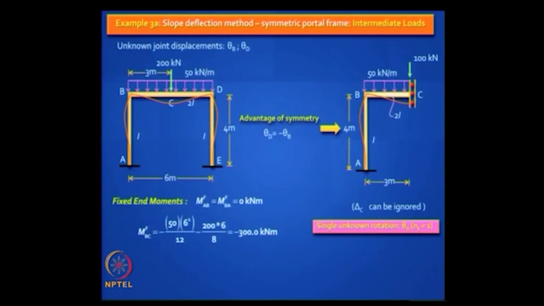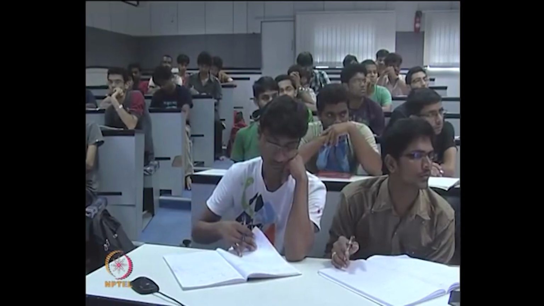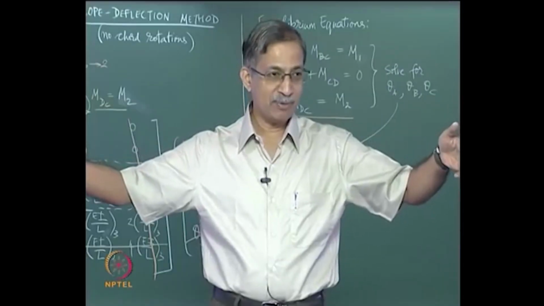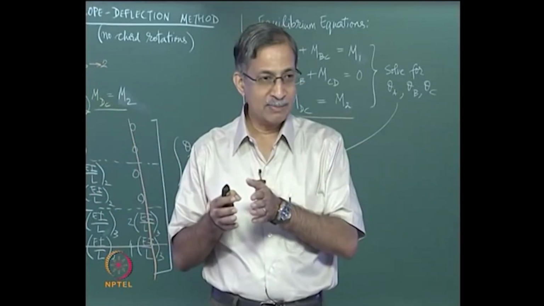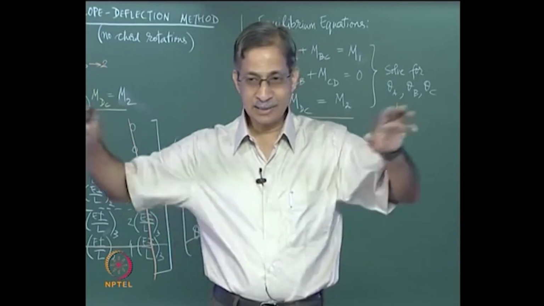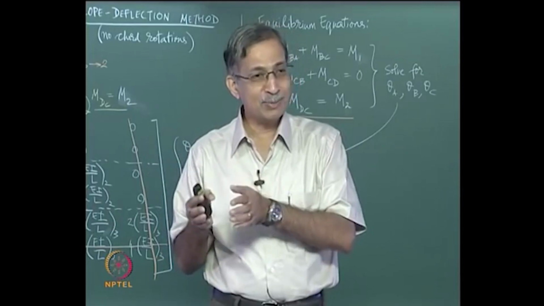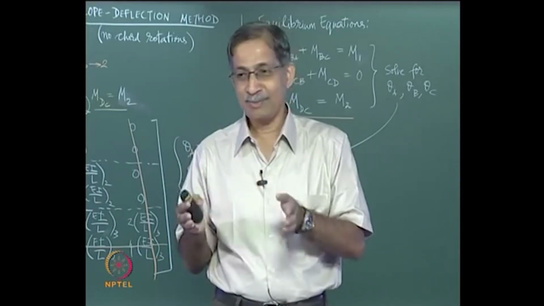Due to a UDL, what will it be? WL squared by? WL squared by 8 is what you get when you have a simply supported span. WL squared by 12 is what you get when you have a fixed beam, the end moments. And the middle moment is WL squared by 24, because the middle will be 1 by 8 minus 1 by 12, which is 1 by 24.